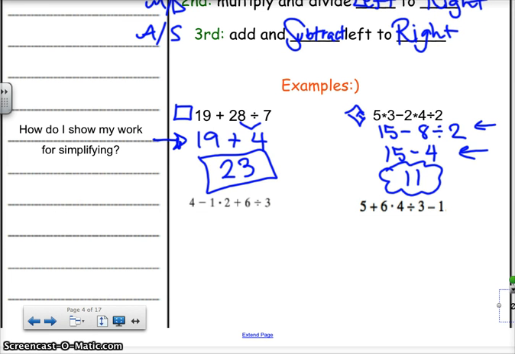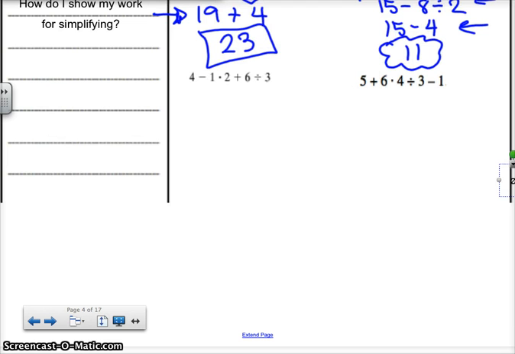Okay, so looking at the next problem, my eyes see a multiplication and a division symbol, so I'm going to take care of those. I'm going to rewrite this as 4 minus 2 plus 2. Okay? I take care of multiplication and division. They're both the same level of importance. They work left to right.